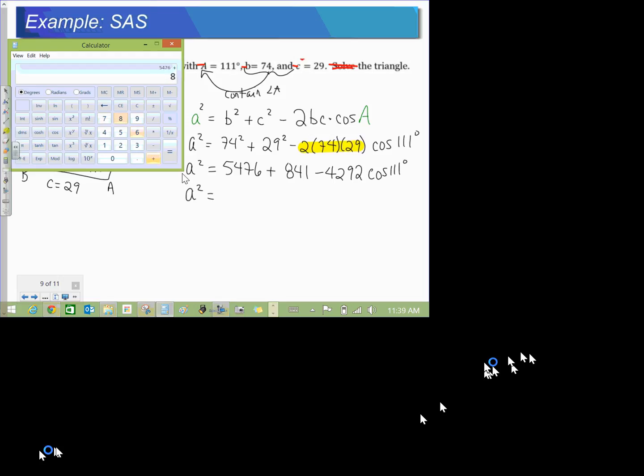5,476 plus 841, that's a sum of 6,317 minus 4,292 cosine 111 degrees. All right, so let's see if we can't enter all of this into the calculator in one shot. So let's take that, let's subtract.